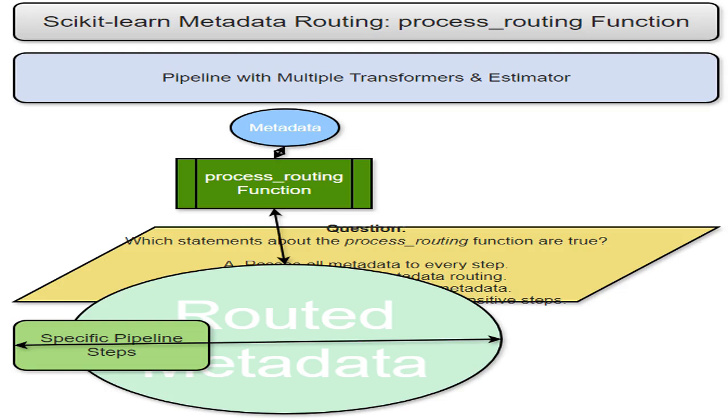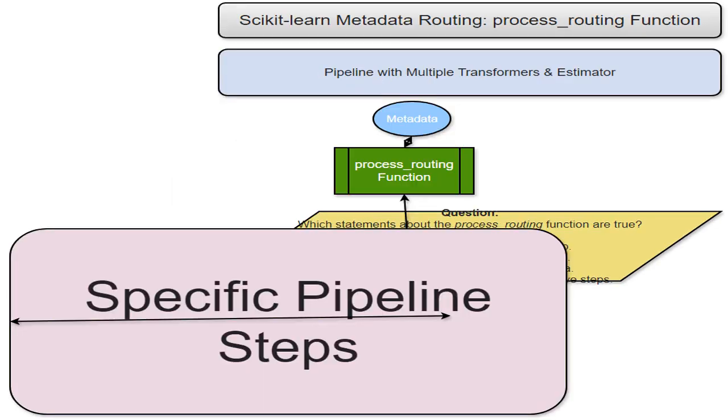The term routed metadata refers to the metadata, data about data, that is selectively passed to certain steps in a pipeline. This is the heart of the process_routing functionality. Deciding where certain data about your data should go. Think of it like directing mail. Some packages go to certain addresses, others to different ones. This refers to the individual stages of a machine learning pipeline, e.g., pre-processing steps, a model.